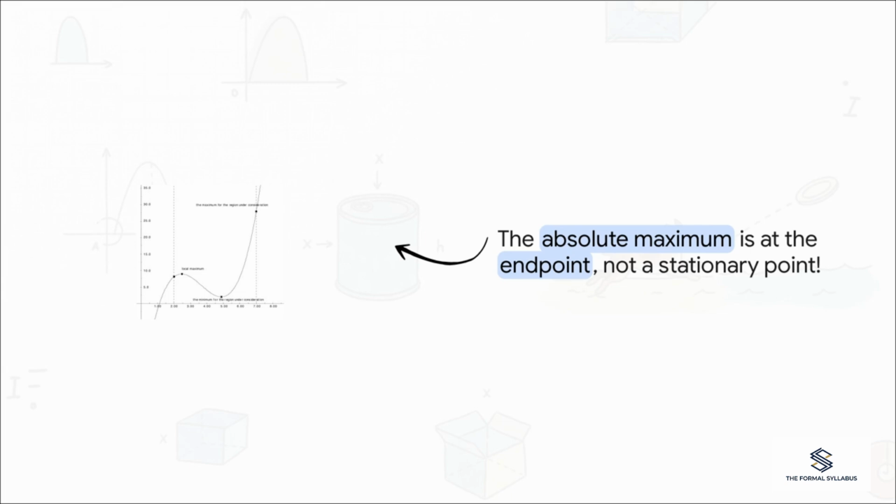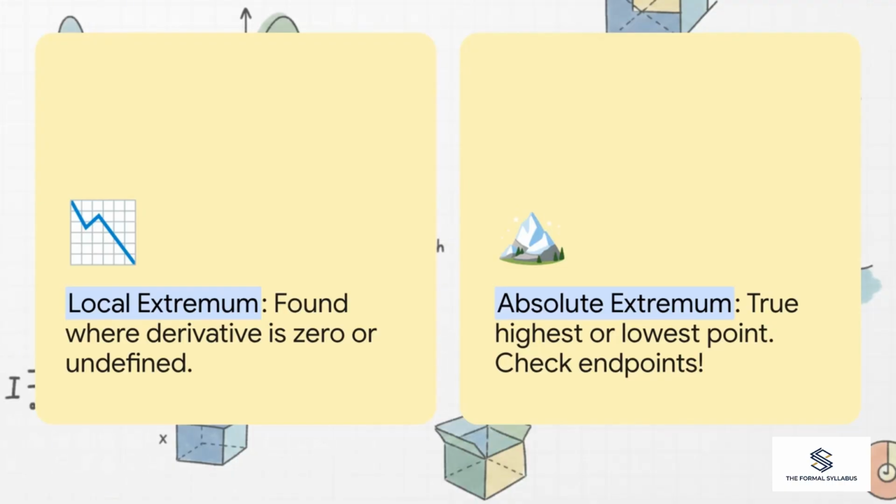This is exactly why you must absolutely always check the endpoints of your domain. Let's clearly contrast these two things. A local extremum is found at critical points. That's where the derivative is either 0 or undefined. That's just a local dip or hill. But the absolute extremum, the true global maximum or minimum for your specific problem, often hides right at the edges.